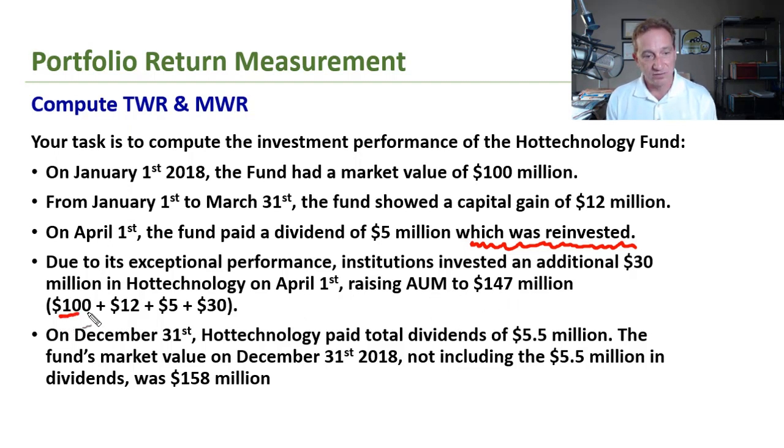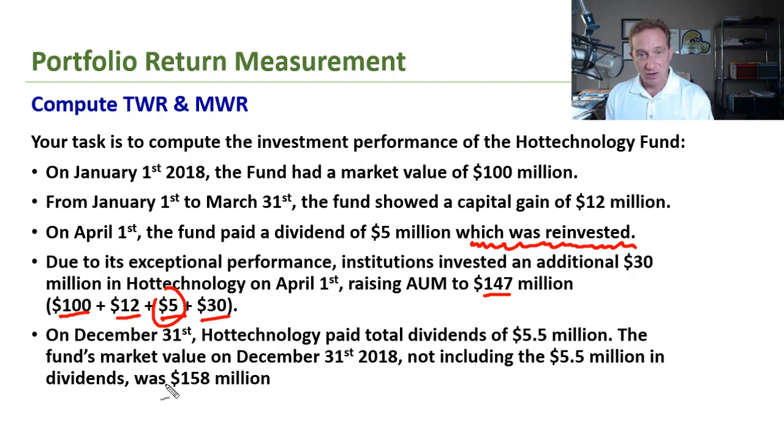Well, we started the year January 1st at 100. There was a capital gain of $12 million to March 31st / April 1st. There's a $5 million dividend at that point, but it gets reinvested, hence its inclusion here. And then the institutional investor comes in and adds another 30. Right, so that's how we get to 147 on April 1st.